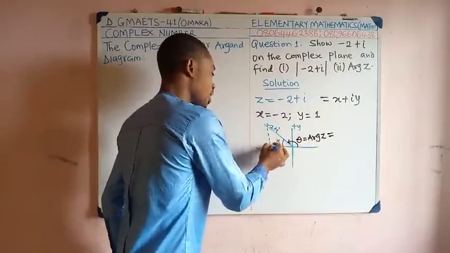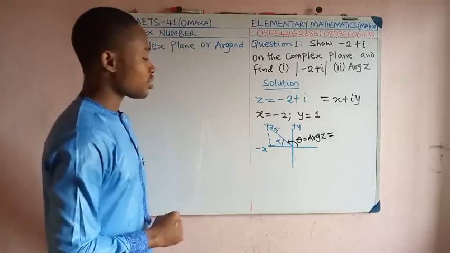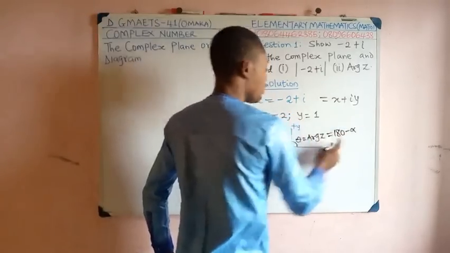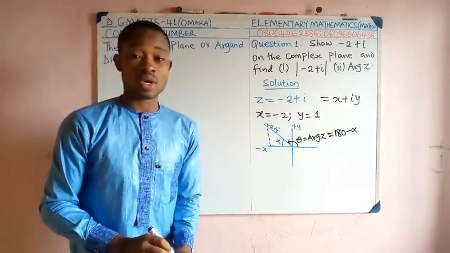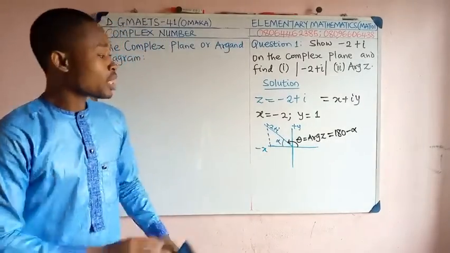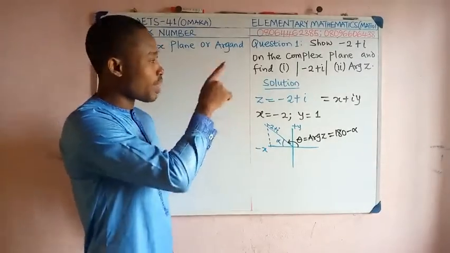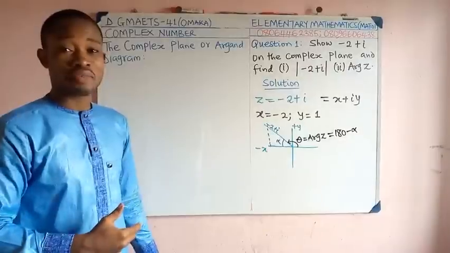So you can drop this and calculate the value of alpha using tan inverse. Alright? So this is going to be 180 minus alpha to get the argument of z. Remember, we have the second part of the question where we have to calculate the argument of z. I guess we have done a pretty good job on this, showing minus 2 plus i on the complex plane. I've even added certain extra information.